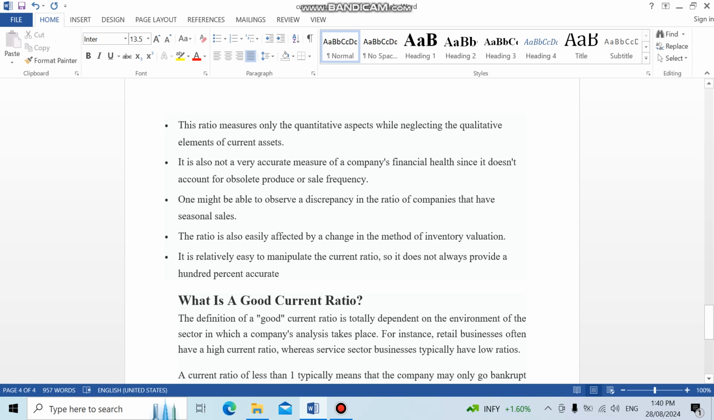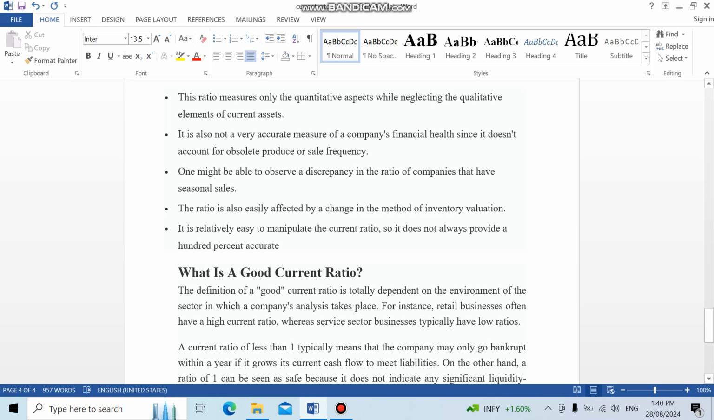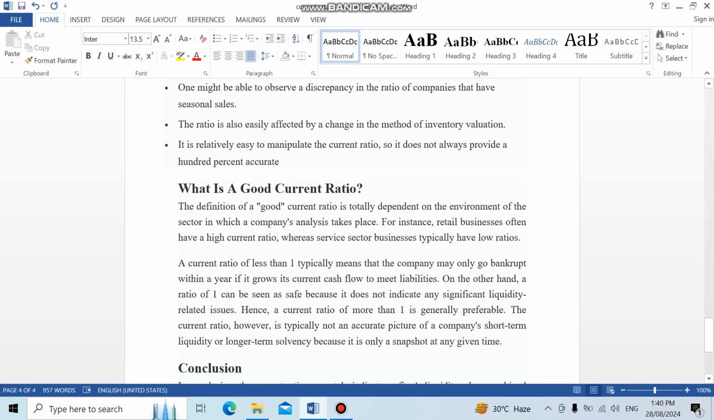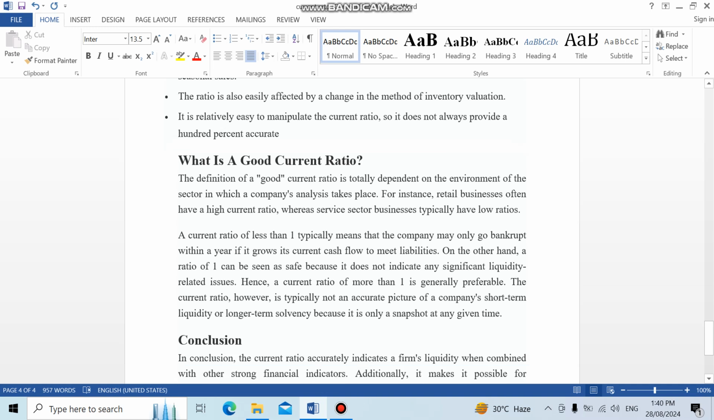It is also not a very accurate measure of a company's financial health since it doesn't account for absolute produce or sales frequency, right? One might be able to observe a discrepancy in the ratio of companies that have seasonal sales. In that also this may not work. The ratio is also easily affected by a change in the method of inventory valuation. If you change the valuation, this may not work properly. It is relatively easy to manipulate the current ratio, so it does not always provide a 100% accurate picture.